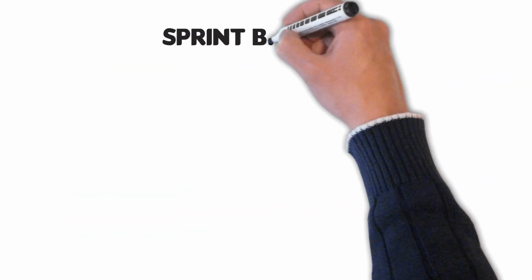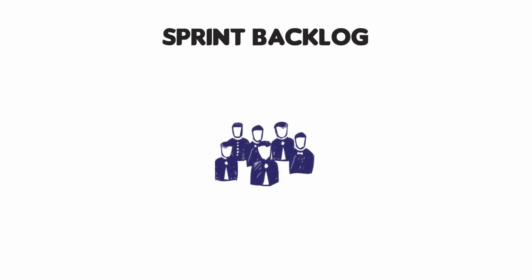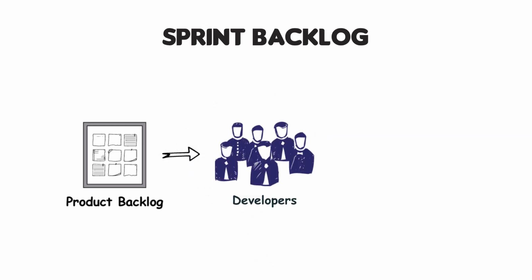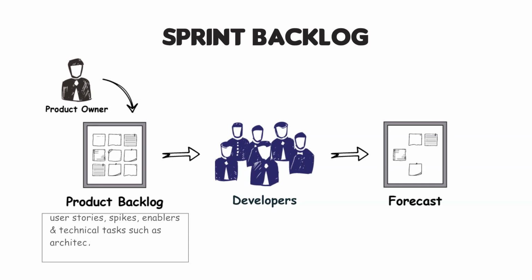The second artifact is Sprint Backlog. The Sprint Backlog is the plan for a sprint created and managed by developers. Developers pull the product backlog items in agreement with the product owner to forecast what possibly can be done by the end of a sprint. Typically, product backlog items consist of user stories, spikes, enablers, and technical tasks, such as architecture and framework design.